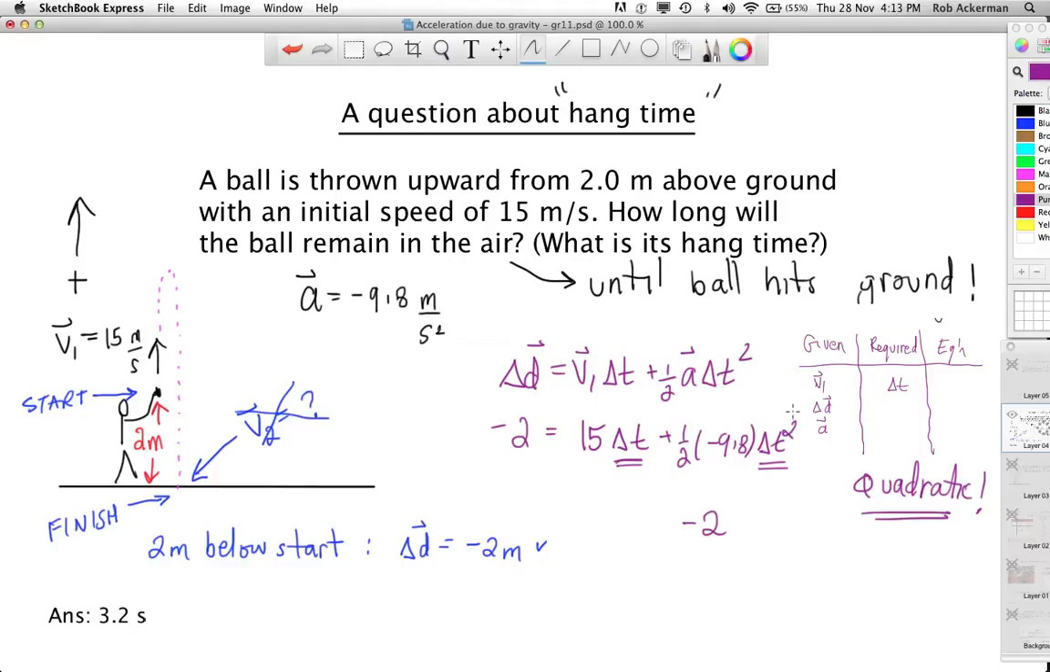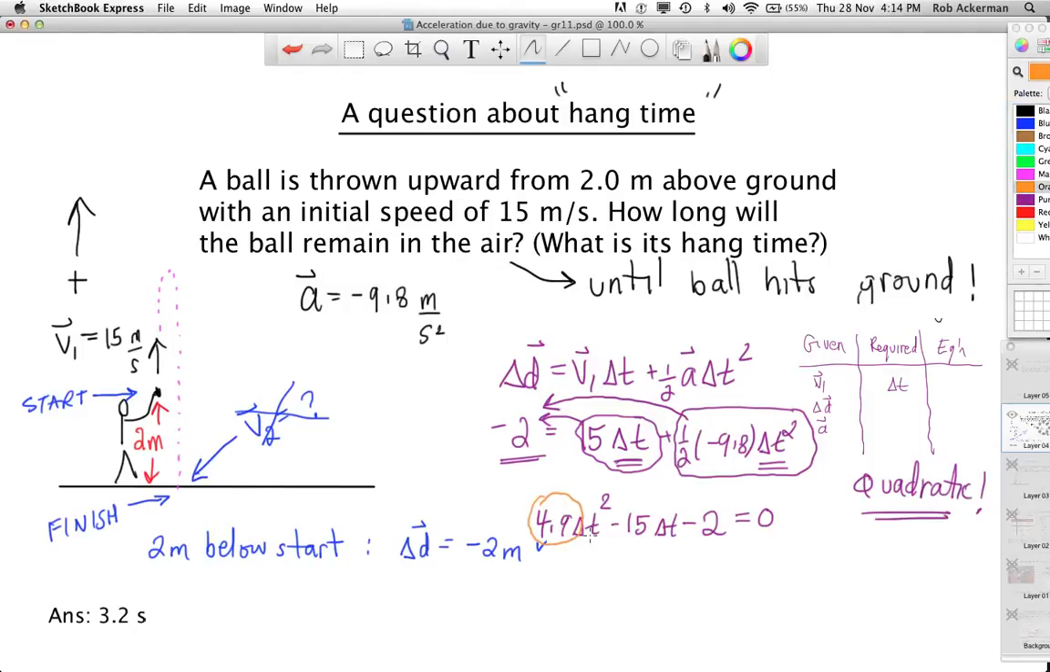This, which is a half of 9.8 delta t squared. A half of 9.8 is 4.9, and it's negative. So when I bring this across, that'll become positive. So I'll have 4.9 times the time squared. This term over here is 15 delta t. When I bring it across, it'll become negative 15 delta t. I'm keeping the negative 2 on this side. All that's left is 0 on that side. Here's your quadratic. What are you going to do now?